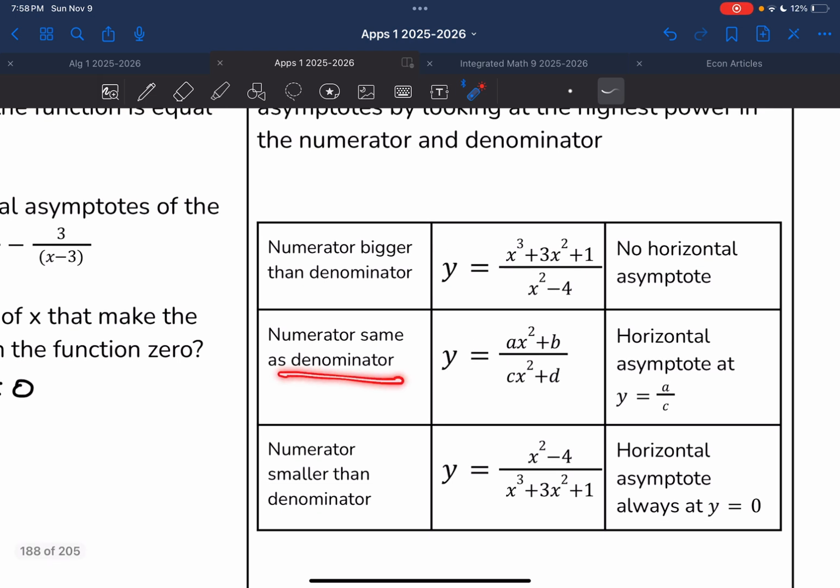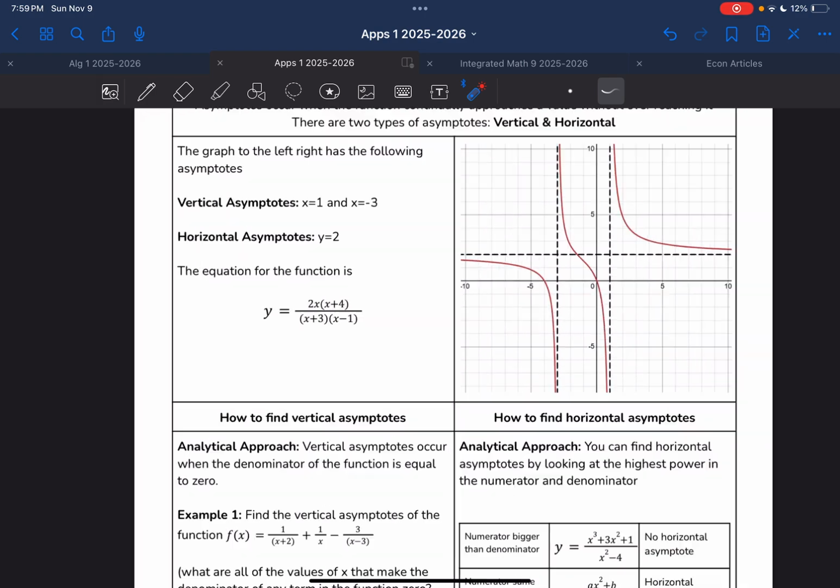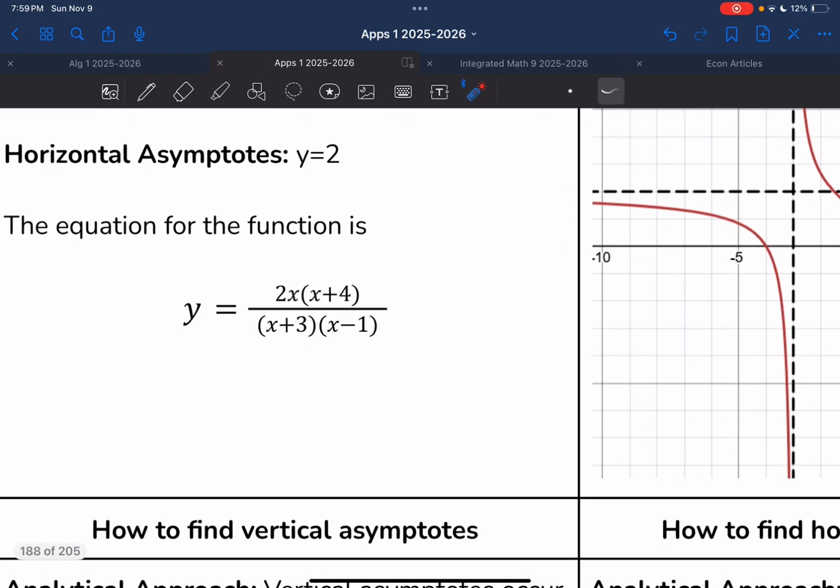But if the powers are the same, that's what you see here, right? ax squared plus b over cx squared plus d. Both of them have a square power. And in that case, because the powers match, your horizontal asymptote is the ratio of the coefficients, in this case, a over c. So this one up here is actually an example of that.